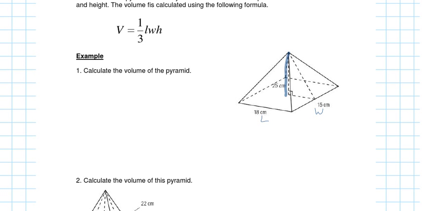All right, so I need the length, I need the width, and I need the height of the pyramid, which in this case I have all of them. So the volume is 1/3, or if you want to write it as LWH divided by 3, whatever you want. You can write it either way. And that's going to be 18 by 15 by 25, all divided by 3.